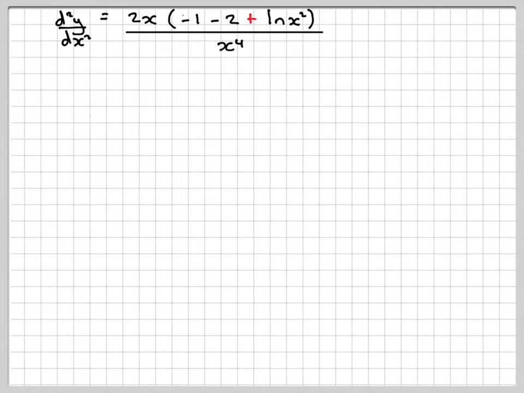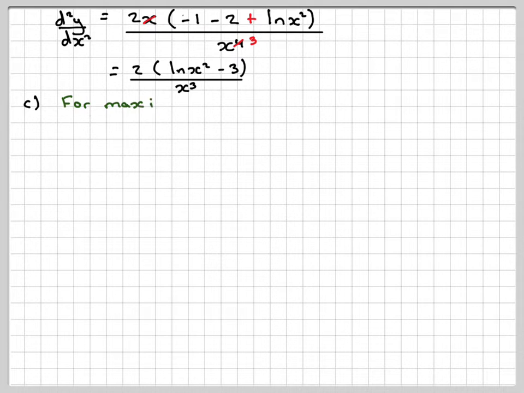So writing that out again. The x to the 4th would become x cubed with that x, and we'll be left with 2 ln of x squared minus 3 from here.